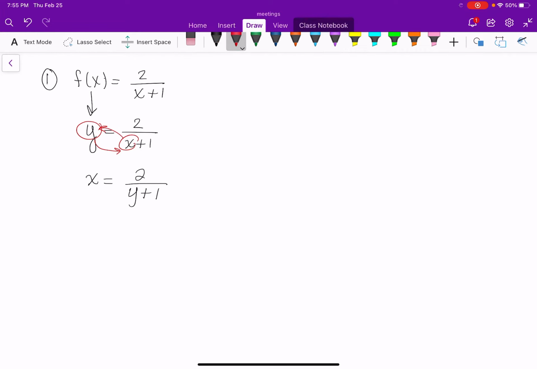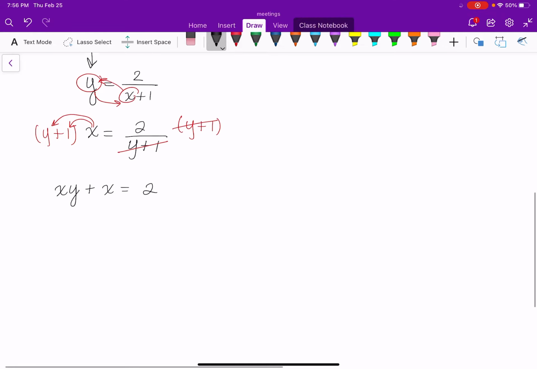Now, one thing I want to remember is anytime we're working with a fraction, the first thing we're going to want to do is multiply both sides by that fraction. Okay, over here on the right-hand side, the y plus 1s are going to cancel each other out. That's why we did it. Over here on the left-hand side, we're going to distribute this x, so we get x times y plus x, and this is now going to equal 2.